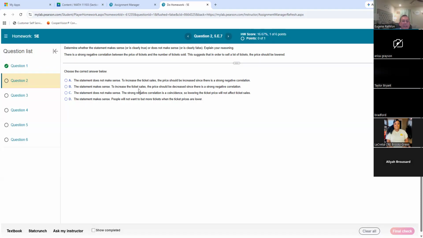So B says it makes sense to increase the ticket sales. The price should be decreased since there is a strong negative correlation. And then D says it makes sense. People will not want to buy more tickets when the ticket prices are lower. I think that should say buy. I think it should say people will not want to buy more tickets when the ticket prices are lower, which don't even make sense. So the only one that really makes sense would be B. Decrease the price if you want to increase those ticket sales.